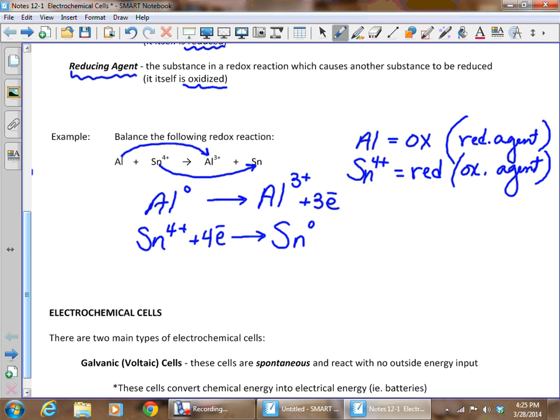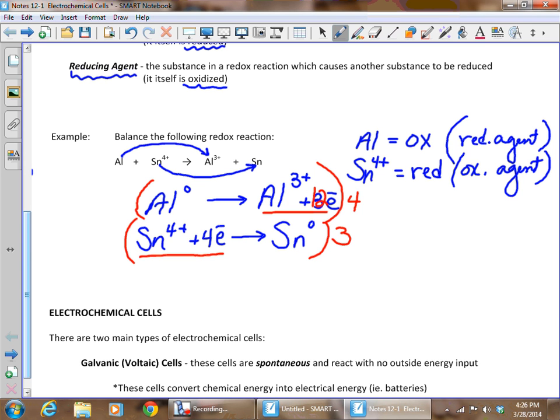Notice that the charges on each side are balanced. We have 3 positives and 3 negatives here, which balances out with the 0 on the other side. We have 4 positives and 4 negatives here, which balances out with a 0 on the other side. And now, overall, we also have to balance the electrons, but in order to do that, we're going to need to multiply this reaction by 4 to get 12 electrons being given off, or lost, and this reaction by 3 in order to get the 12 electrons. Excuse me, in this case, required, gained, in order for the reaction to occur.